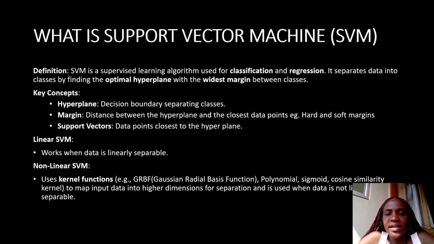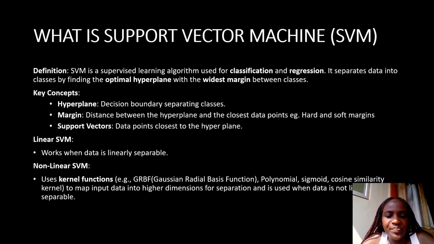Now, let's say you have two scoops of ice cream, strawberry and vanilla, and you want to separate them from each other, the different flavors. So that space between those two scoops of ice cream, that's what we call a hyperplane. So hyperplane is a decision boundary separating classes. The margin is the distance between the hyperplane and the closest data points, e.g. hard and soft margins. Support vectors are the data points closest to the hyperplane.